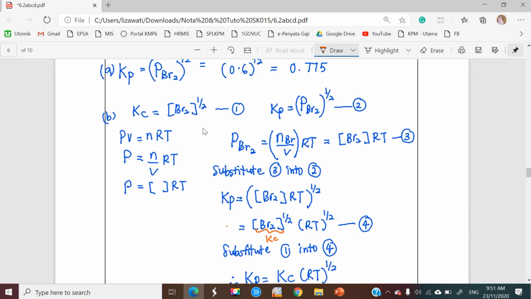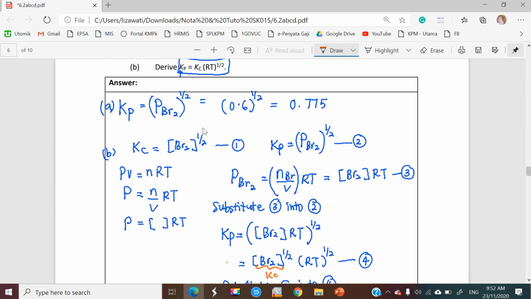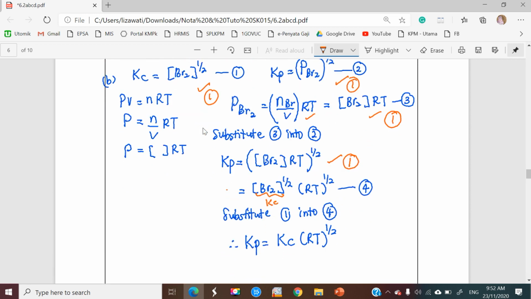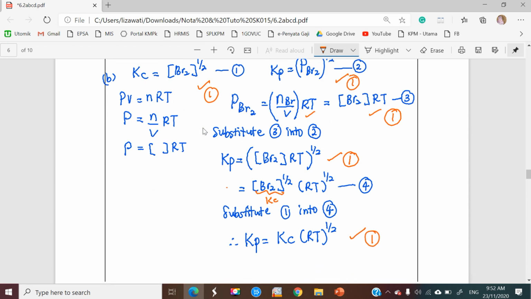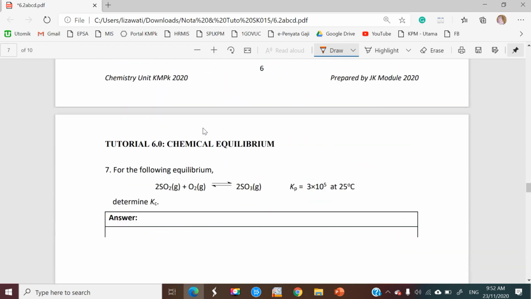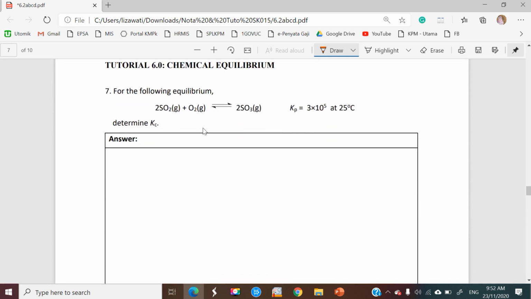Okay, how many marks will you get for this question? Maybe start with the Kp expression, substitution, final answer. And then this one, 1 mark. Derivation to become this, 1 mark. Okay, substitute, and then final answer. So that's the maximum mark you can get from this question. And lastly is question number 7.